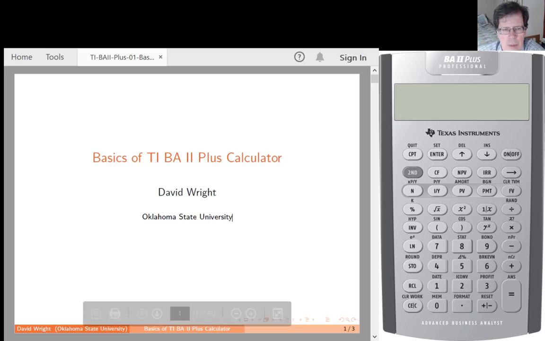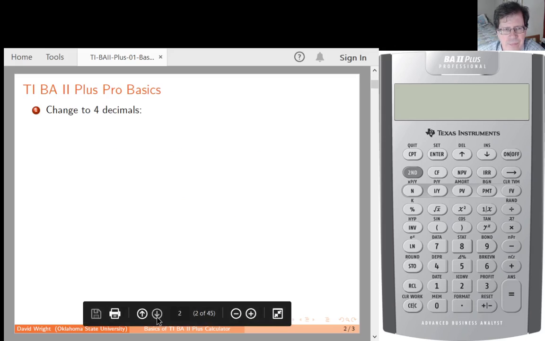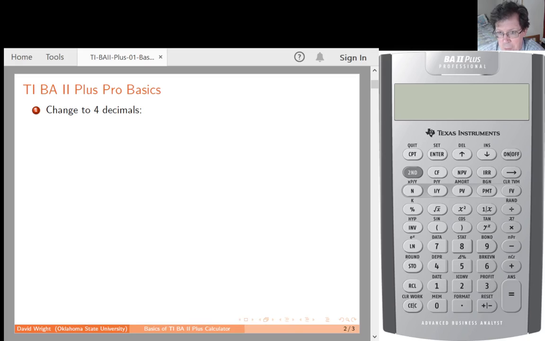Let's talk about what we're going to do first. Okay, first we're going to turn it on. So hopefully you can find the on-off button right here where the mouse is. There it is. It showed up, and my calculator turned on. And now I want to change it.